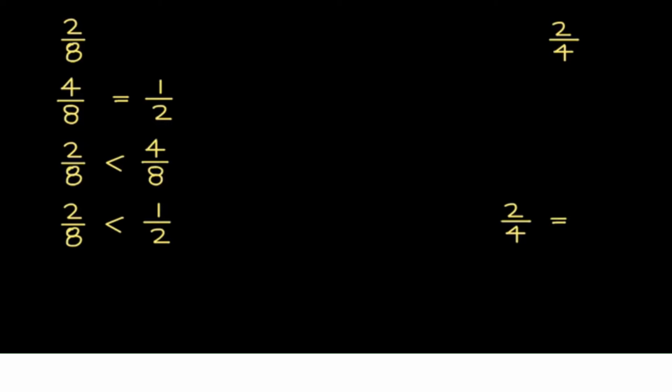2/4 is equivalent to 1/2. So Leo ate 1/2 of the peanuts in the jar. Since 2/8 is less than 1/2, 2/8 is less than 2/4. So the amount of peanuts Alicia ate was less than the amount Leo ate.